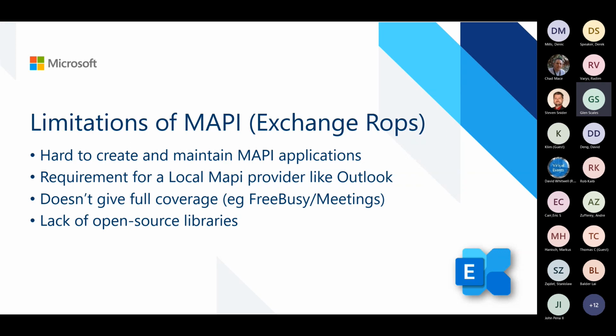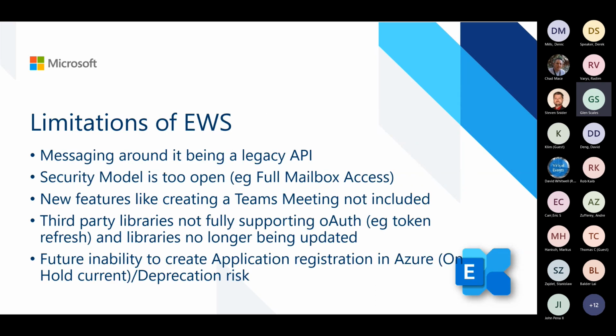It doesn't give you full coverage. Since Exchange 2007, things like FreeBusy and meeting suggestions have been moved towards Exchange Web Services, and that continued into the Graph in later versions, and there's a lack of open library support. So if you wanted to build like a Node.js app that used MAPI, you won't find any libraries that actually support it, so you're really stuck on Windows.